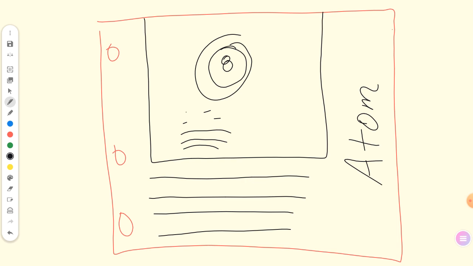Now, there's some other things we need to know about these protons, electrons, and neutrons. One thing you need to know about an atom is that the number of electrons is equal to the number of protons. Okay, so let's write that down here at the bottom. I want you to write the number of electrons equals the number of protons.